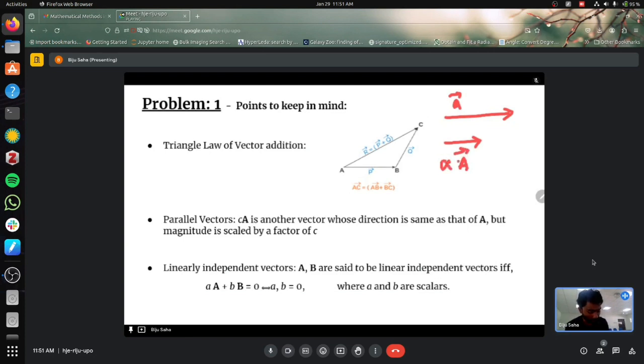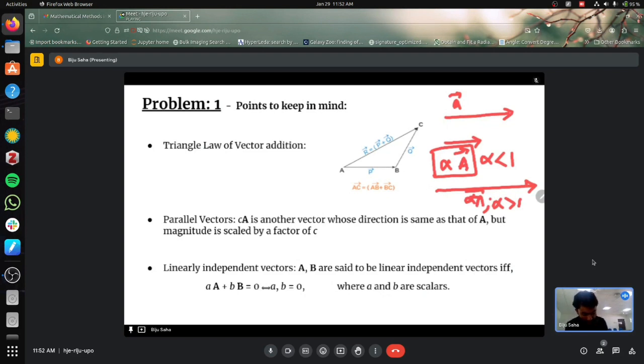So let that value be alpha. So this vector will be denoted by this form. So it is parallel and the magnitude is scaled down. If the vector happens to be longer than the original vector, then this alpha will have a value greater than 1. Here alpha is less than 1. So the next condition is the linear independent nature of vectors.